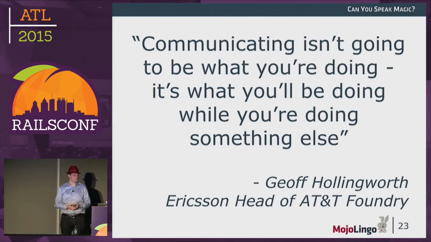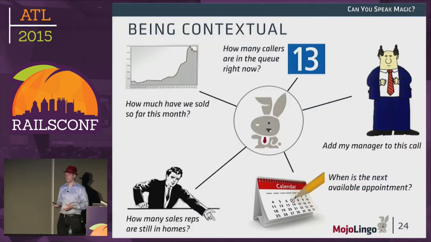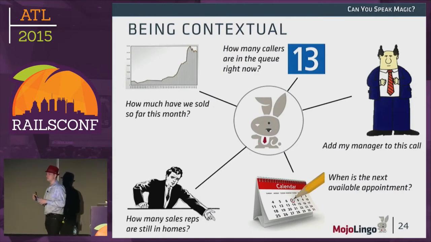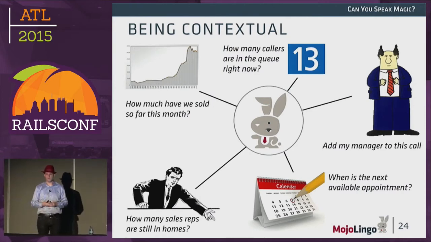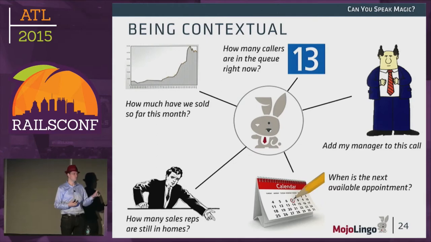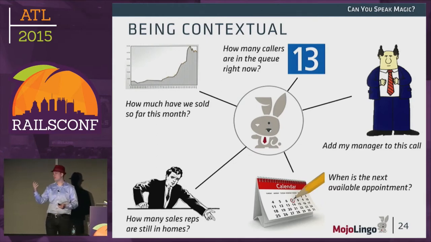it's everything else, right? So being contextual is all about getting context into the conversation, or putting the conversation in the context of this app. These are just some sort of, not entirely random examples, but examples of information that may be useful to a conversation. So how many callers are waiting in the queue? You have a contact center. Or how much have we sold so far this month?